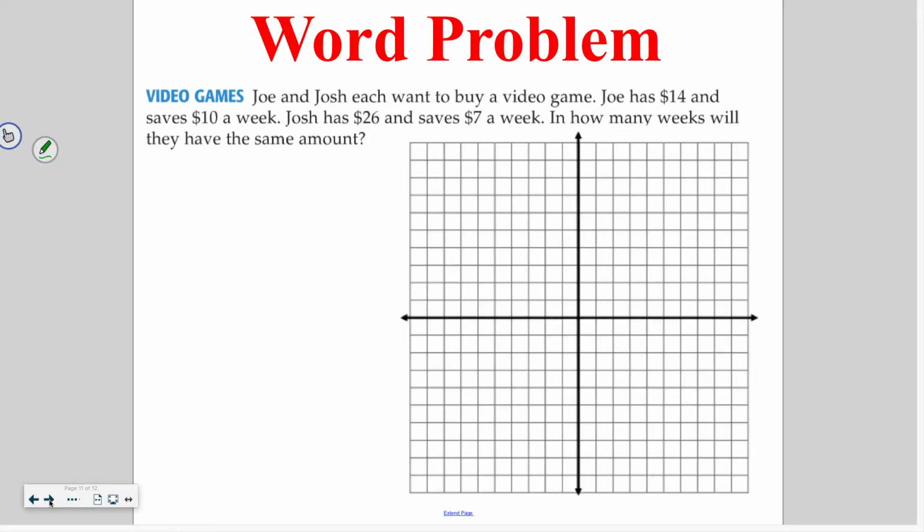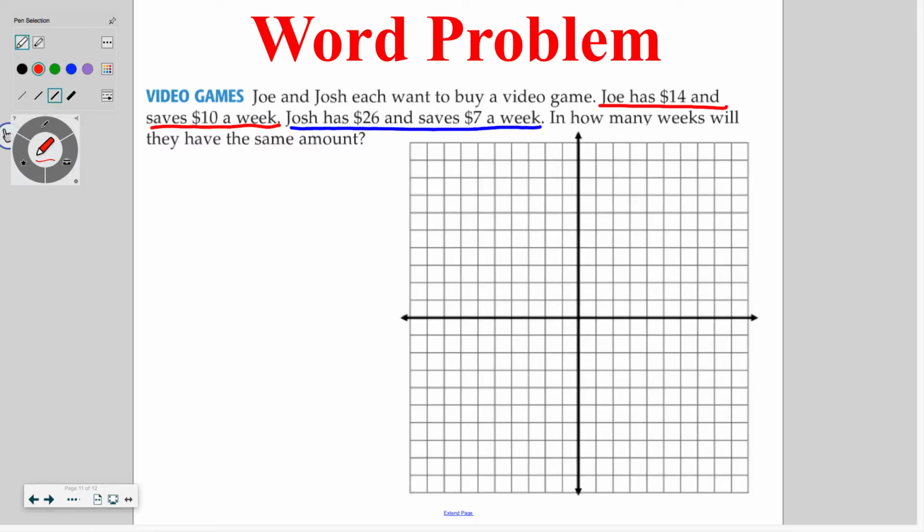Last one, word problem. We got Joe and Josh each want to buy a video game. Joe has $14 and saves $10 a week. Josh has $26 and is saving $7 a week. How many weeks until they have the same amount? So the first thing we need to do is write 2 equations. We're looking at Joe and we are looking at Josh.